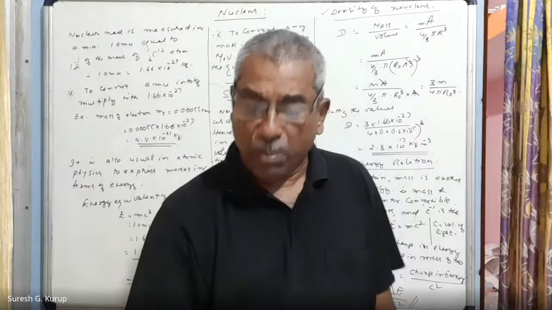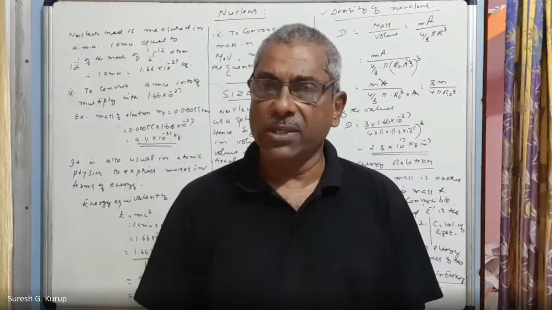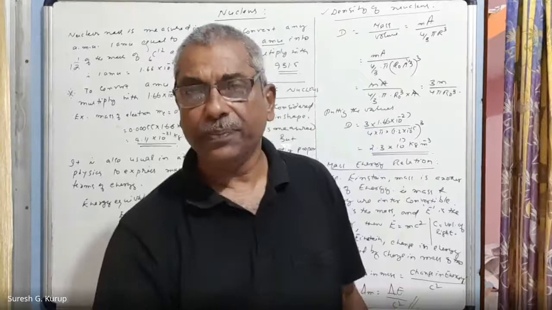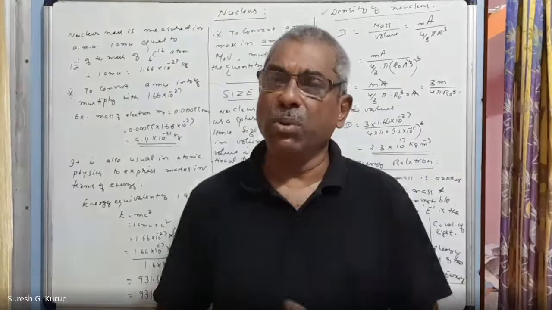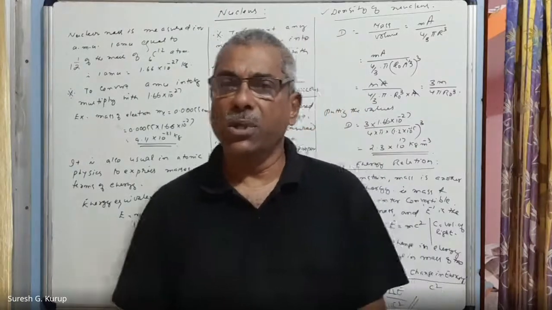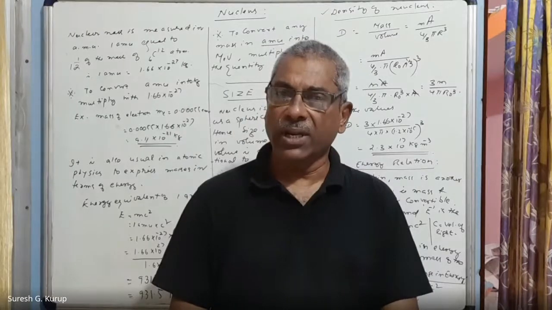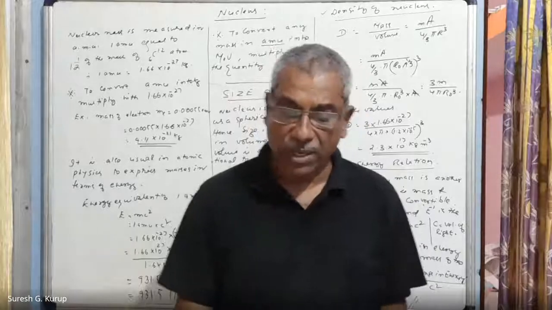Atomic number of an atom is the total number of protons present inside the nucleus. It is denoted by Z, right? Then mass number is the total number of nucleons. Total number of nucleons means protons and neutrons together present inside the nucleus is called mass number. Mass number is denoted by the letter A.